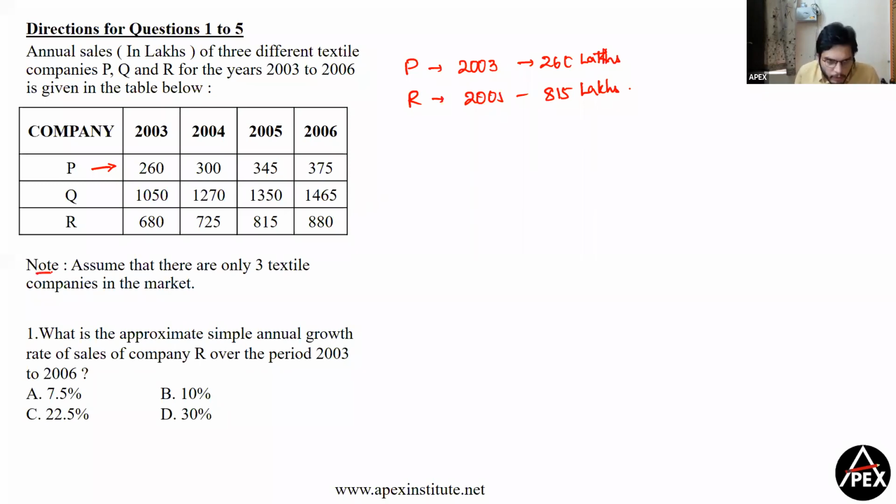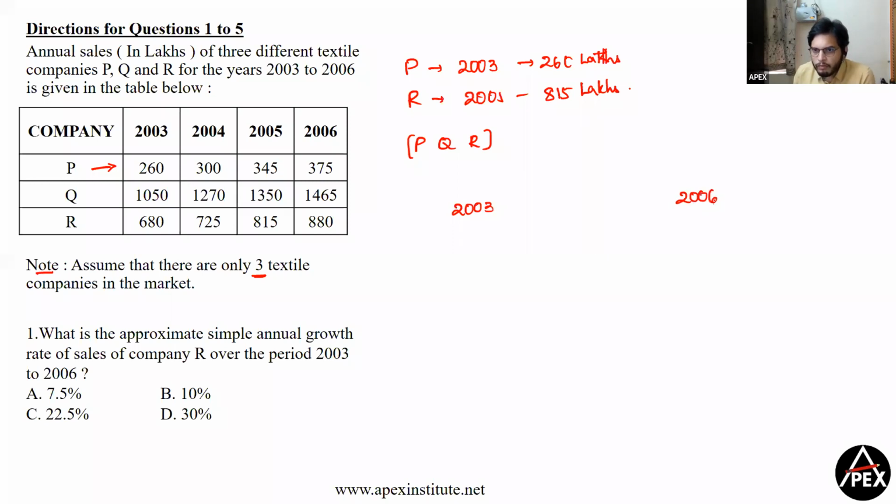Now we are given a note which says to assume that there are only three textile companies in the market. So you have only P, Q, R in the market. You do not have any other textile company in that market. Now let us look at the first question. What is the approximate simple annual growth rate of sales of company R over a period of 2003 to 2006?